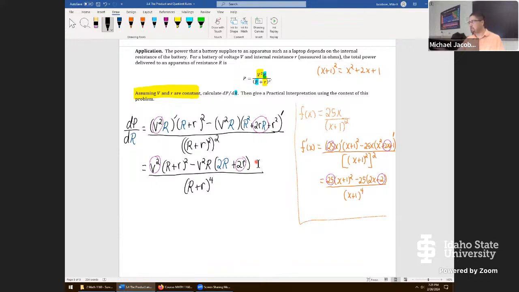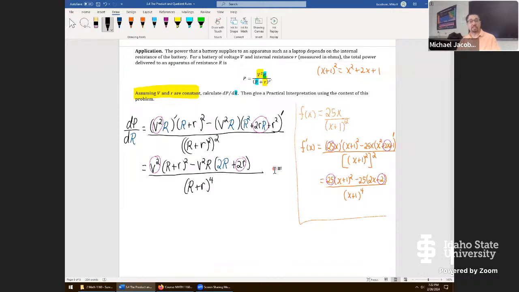Okay, well, let's now see what else we have here. It said calculate dPdr. Then give a practical interpretation using the context of this problem. If this was an actual example problem, not a preview problem, we'd probably also simplify it a little bit more. In fact, we will come back to this problem in chapter 4. In chapter 4, the real question is, what should you set your internal resistance R to? Or excuse me, that one was the different resistance, the one attached to the battery. What should the battery's resistance be set to in order to maximize your total power output? That's a question we'll be able to solve by simplifying this a whole bunch, setting it equal to zero and solving.